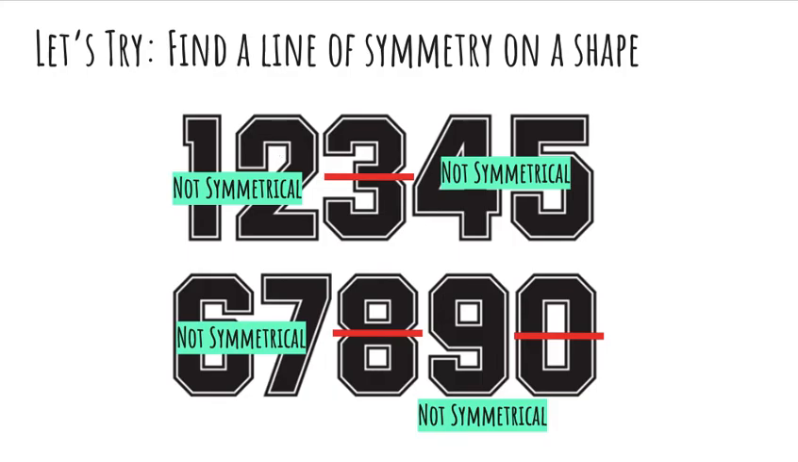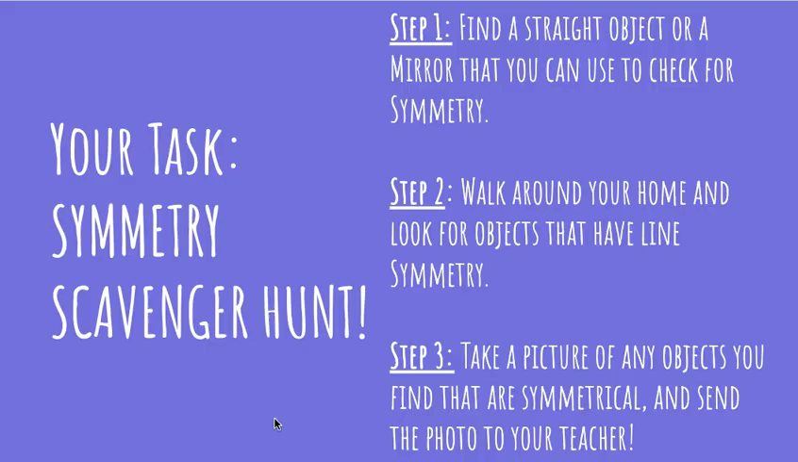All right, your task now is, at home, I want you to find a straight object, or you can use a mirror. I'll teach you guys how to do that later this week. But find a straight object that you can use to check for symmetry. Then I want you to walk around your house and look for objects that have line symmetry. Then I want you to take a picture of any objects you find that are symmetrical and send that picture to your teacher. Your teacher can send that picture to me, and I'm going to put those objects in a video later this week. So I wonder what you're going to find.